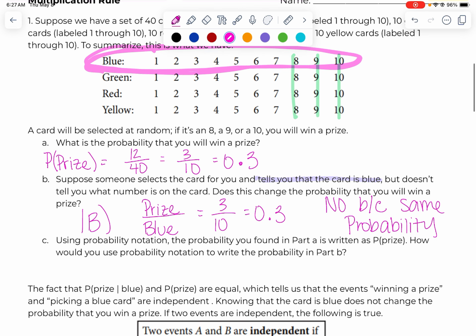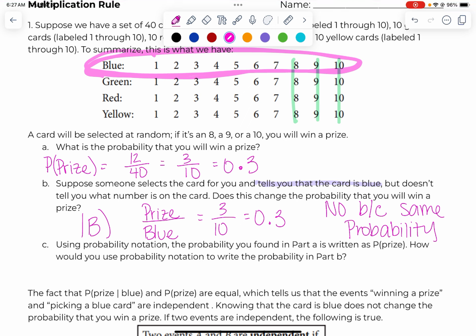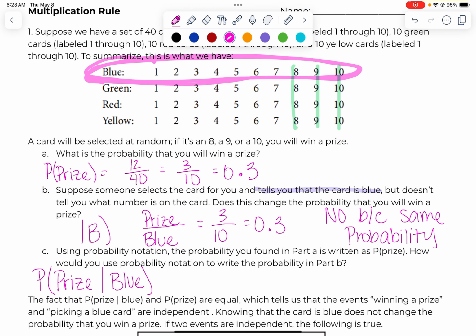Okay, so part C, using probability notation, the probability you found in part A is written as P(prize). How would you use probability notation to write the probability in part B? Well, I already started it right here because we said we were given blue. So let's go ahead and finish that. The probability we want to win a prize, but we are given that the card is blue. All right, do you have any questions about number 1? If so, let me know. Write them down, send me an email.